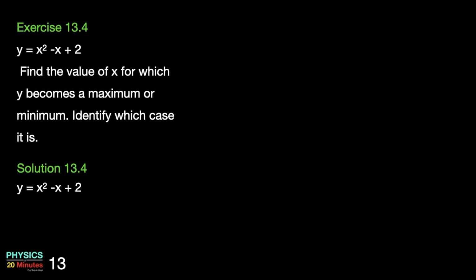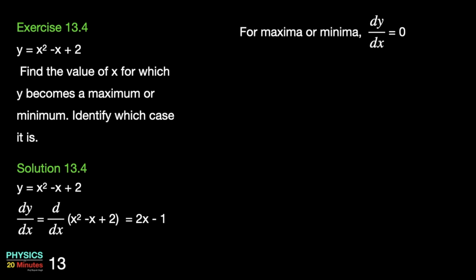y is x square minus x plus 2. Its first derivative d by dx will give you 2x minus 1. To decide maxima or minima, we must equate the first derivative to 0. So 2x minus 1 is 0, that gives you x is equal to 1 by 2. So we get an extremum at x is equal to 1 by 2.